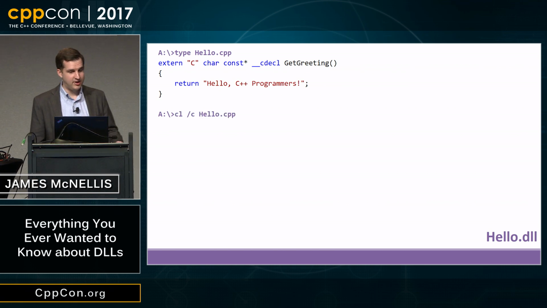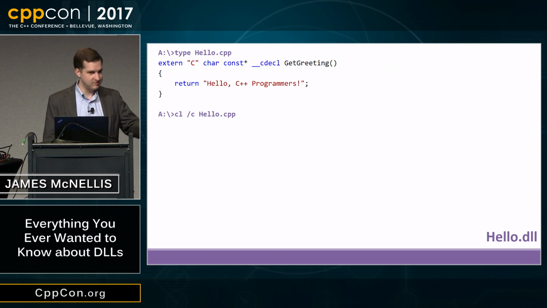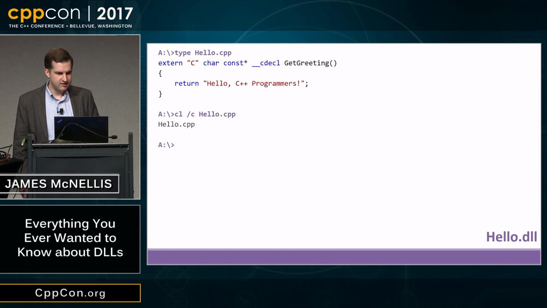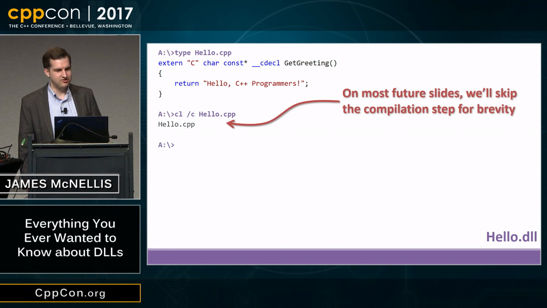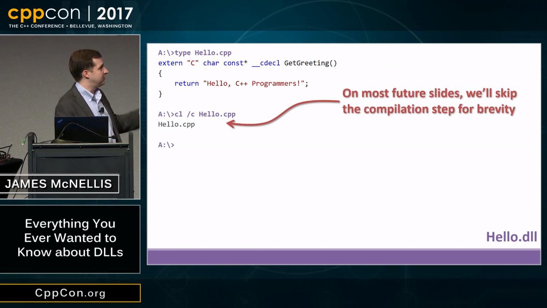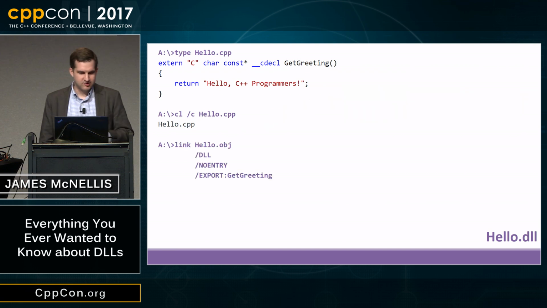So we're going to take this, we're going to compile it. So cl /c compiles it, it does not link it. And so that'll produce hello.obj. On most of the future slides, I'm going to skip the compilation step because it's always the same. There's nothing special about that. And we're just going to show the linking step.